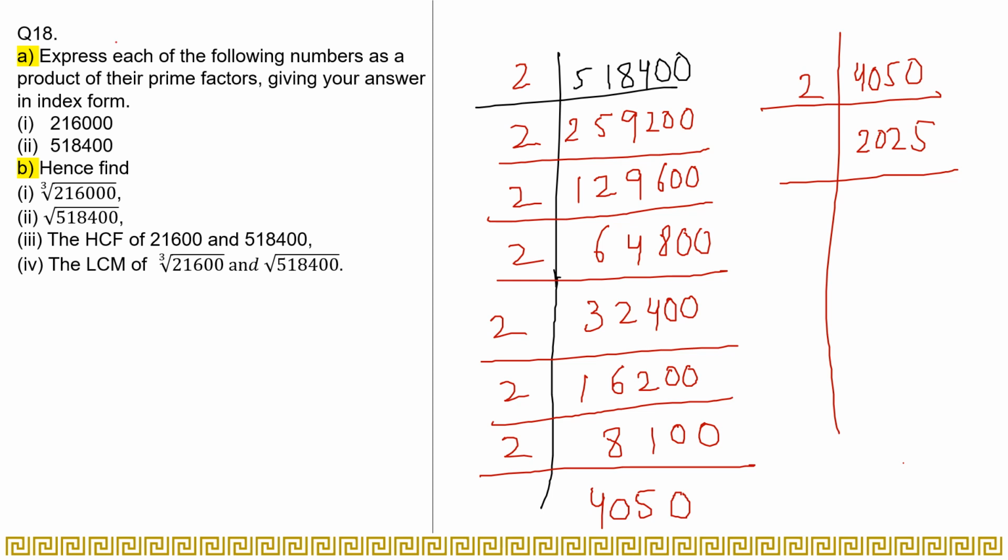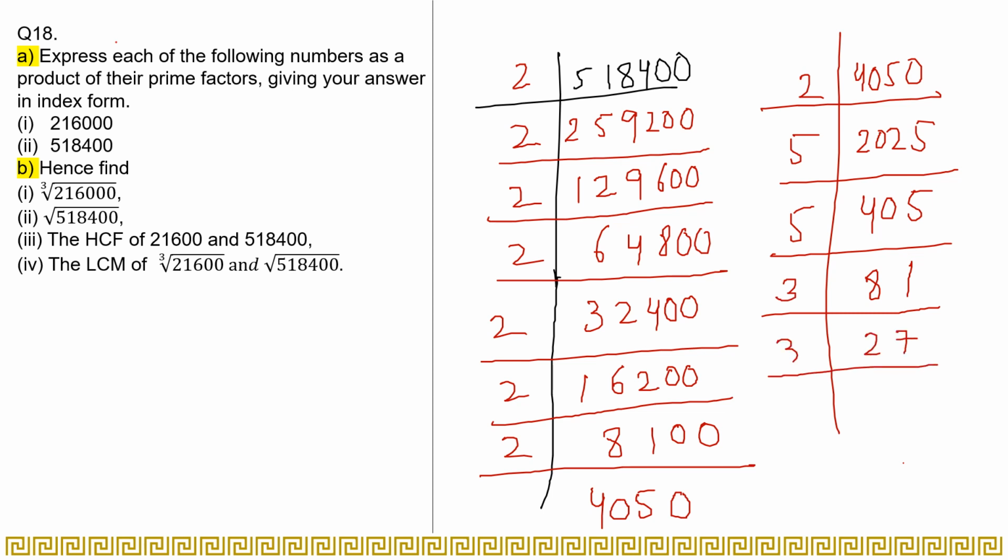Now here we have 5 at the end, so we will divide by 5. 5 4 is 20, and 5 5 is 25, also a 0 here, right? And 5 8 is 40, and 5 1 is 5. Now this can be divided by 3. 3 2 is 6, and 3 7 is 21, 3 9 is 27, 3 3 is 9, and 3 1 is 3, right?